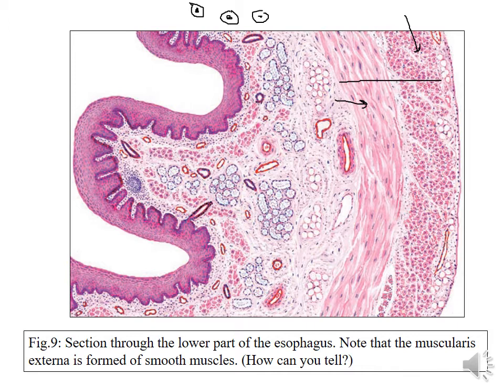So this is how I differentiate between the upper and lower parts of the esophagus by looking at the muscularis externa. If I see the externa formed of skeletal muscles only, this means that I am in the upper part. And if I see the muscularis externa formed of smooth muscles only, this means that I am in the lower part. Remember that in the middle part of the esophagus, I have a mixture of both skeletal and smooth muscle cells.